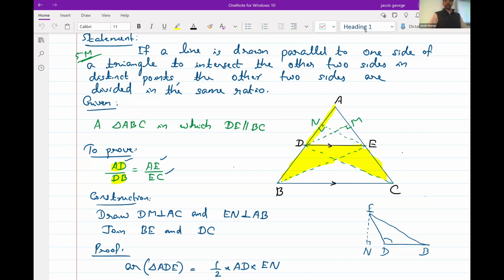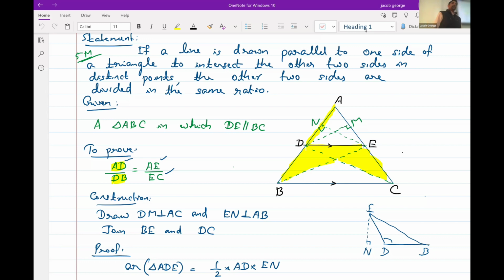Then we write the construction. Two important constructions are there. One is draw DM perpendicular to AC, and EN perpendicular to which one? EN perpendicular to AB. That is the first construction. Is it clear from the diagram? Constructions will be marked by dotted lines. What is the second construction? Join DC and BE. Is it clear?